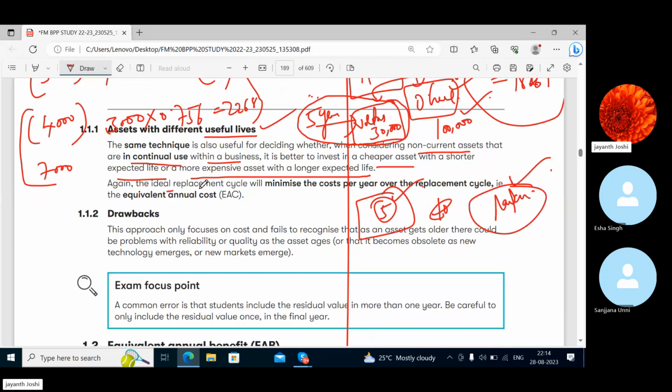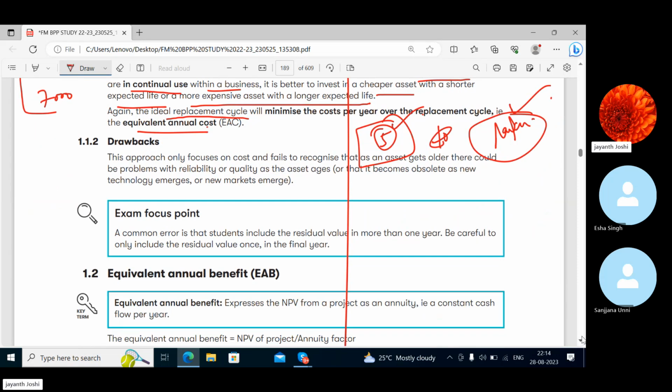Again, the ideal replacement cycle will minimize the cost per year over the replacement cycle. That is the equivalent annual cost. So you should be seeing what the ideal replacement cycle is for you. If you choose the ideal replacement cycle, then your cost will be minimized. We have just seen that practically. Drawbacks: this approach only focuses on cost and fails to recognize that as an asset gets older, there could be problems with reliability or quality, right?